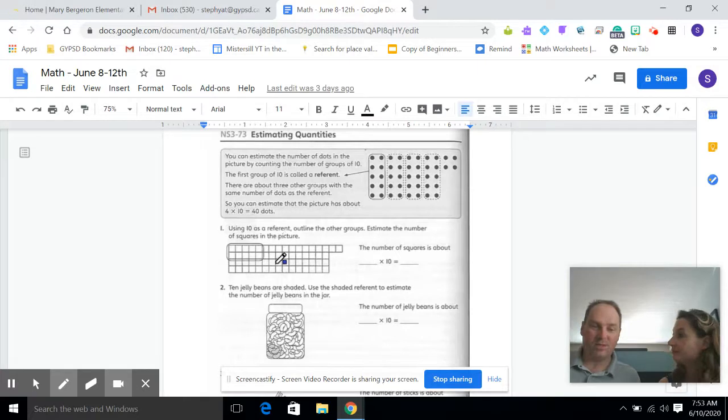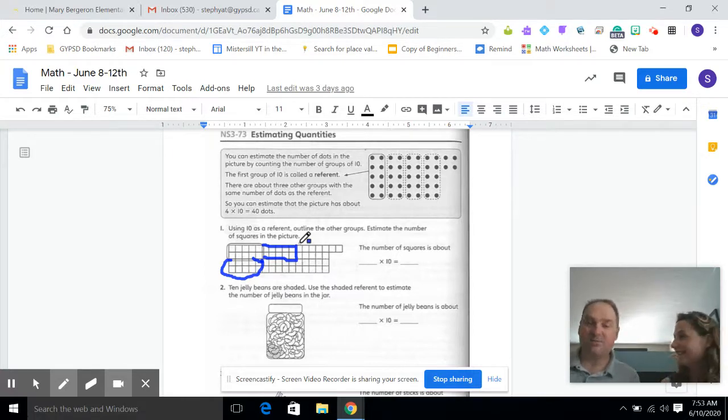Now in the picture here, again they found a group of 10, so what you need to do is find more groups of 10. So now we've got 1, 2, and 1, 2, 3, 4, 5. These smaller amounts you can count, but you're still making groups or referents to help you do the counting.